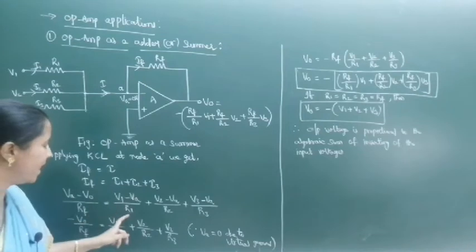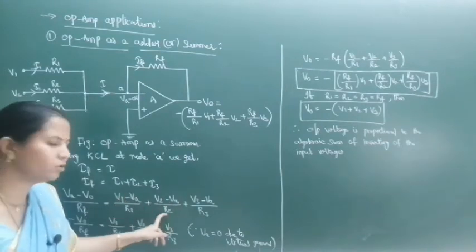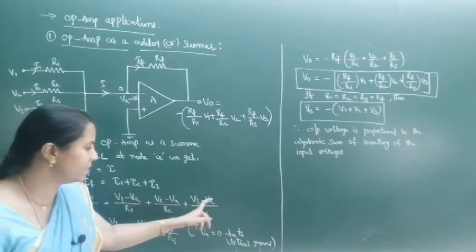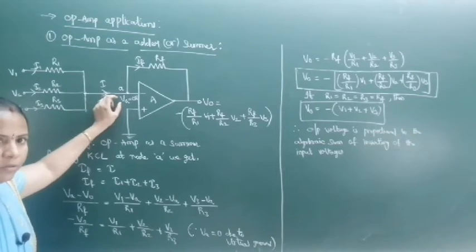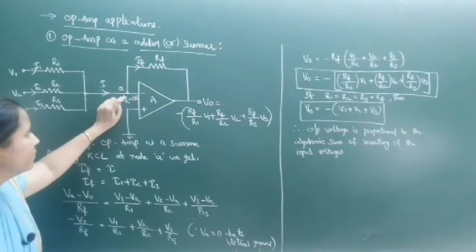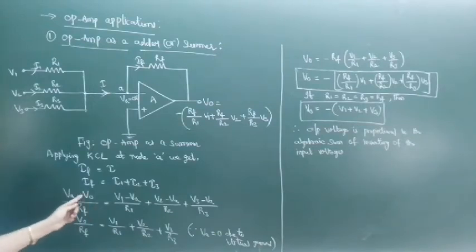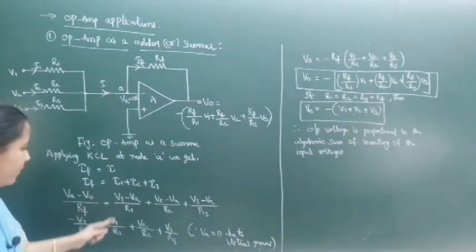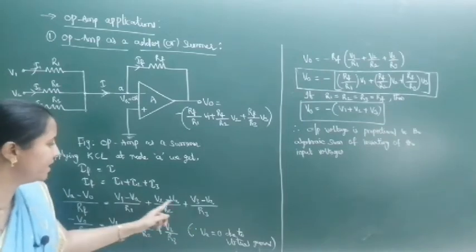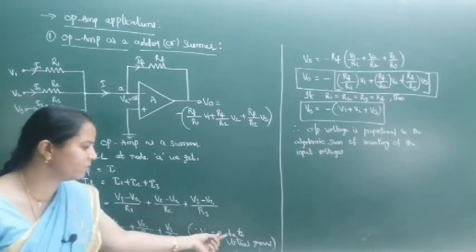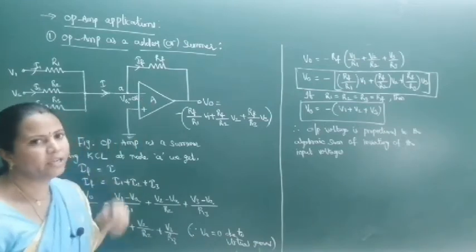V1 minus VA by R1 is equal to I1. I2 is equal to V2 minus VA by R2. I3 equal to V3 minus VA by R3. Because of the virtual ground at the inverting terminal, VA equal to 0. If you substitute VA equal to 0, we will get minus V0 by RF, V1 by R1, V2 by R2, V3 by R3. Why? Because VA is equal to 0, due to the virtual ground at the inverting terminal.